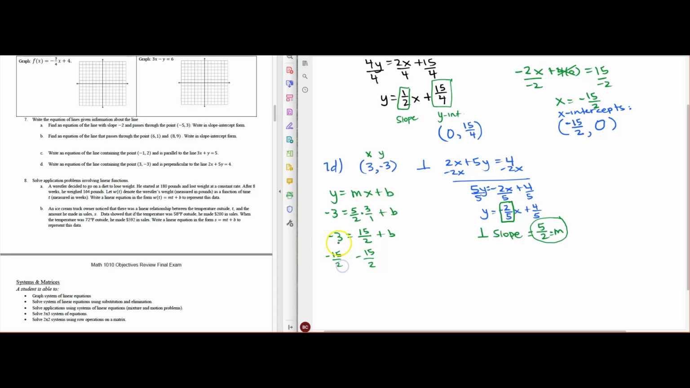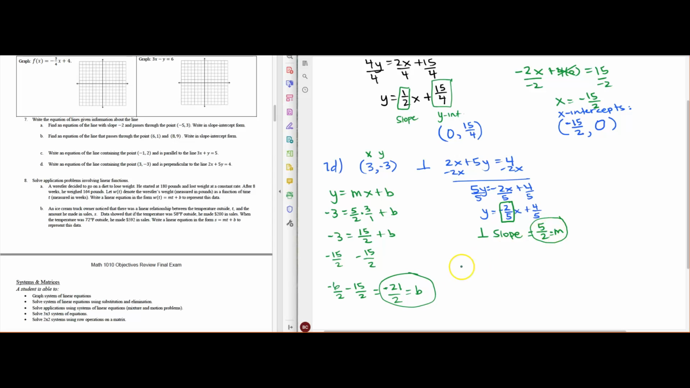Some of your calculators will do that, but if not, remember that you have to get a common denominator, so you're doing negative 6 halves minus 15 halves. You have to get a common denominator on that one, but like I said, sometimes your calculators will do that for you. Then you have negative 21 over 2, and that is your y-intercept.